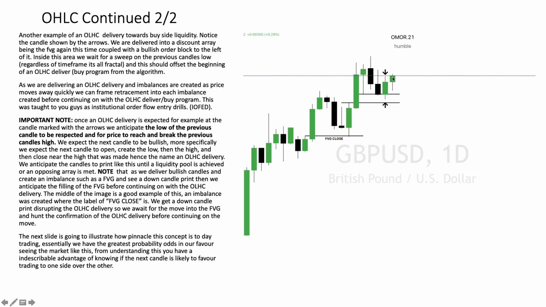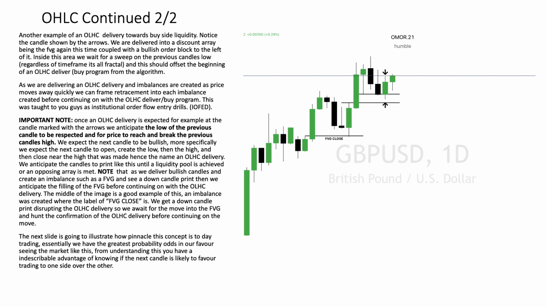This candle, we're anticipating it to print higher in the form of open, low, high close up until this buy side liquidity pool. As we are delivering an open, low, high close delivery and imbalances are created as price moves away quickly, we can frame retracements into each imbalance created before continuing on with the open, low, high close delivery or the buy program. This was taught to you guys as an institutional order flow entry drill, right? We're going to touch on a few examples at the end of this lesson, specifically on retracements to rebalance before continuing on.